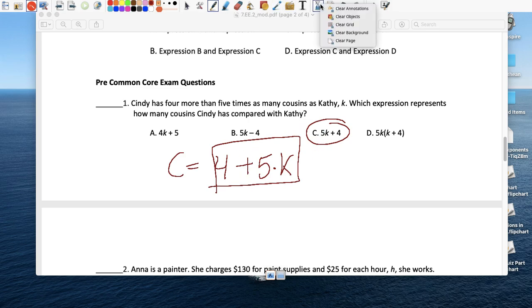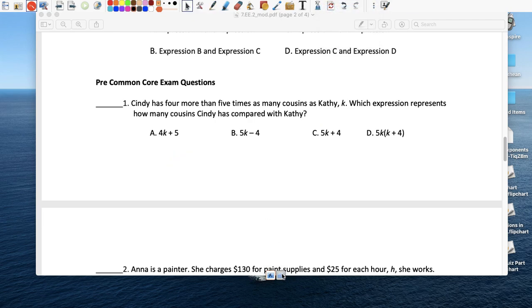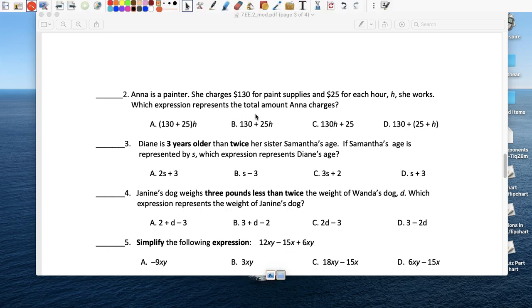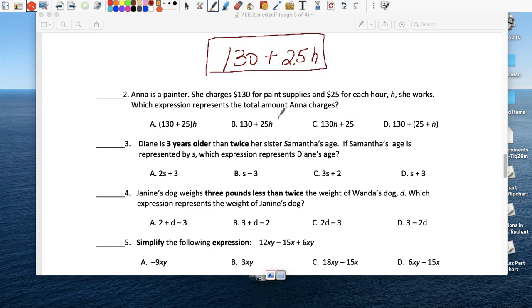That was easy. And as a painter, she charges $130 for the paint supplies and $25 for each hour. What expressions represent the total she charges? Well, she's going to charge $130 plus $25 an hour. There is your expression. And it looks like this one.